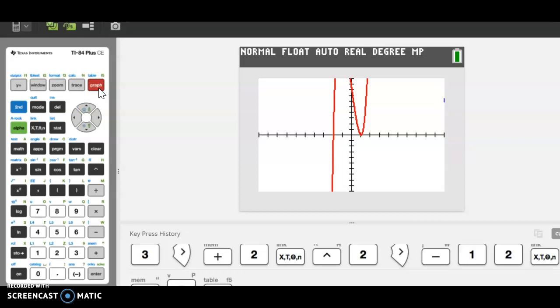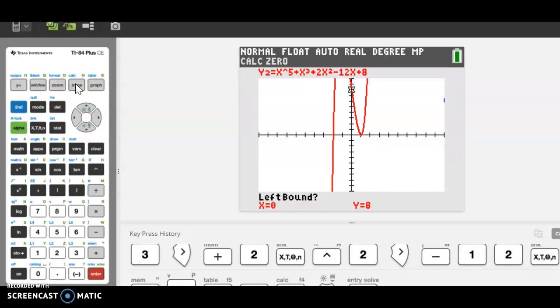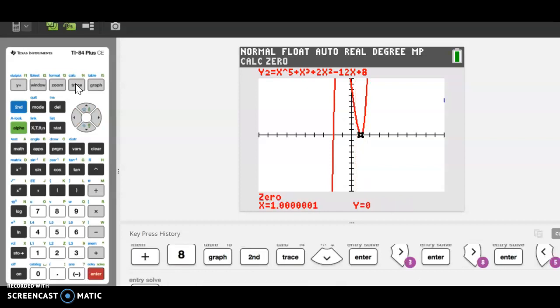So we need to find this point and then this point. And if you recall, this is at least a double root because it's sitting on the x-axis. It looks like it's -2 and 1 are my solutions. But we will verify. And we do that by going second calc. And we're looking for the zeros. So it doesn't matter which two you find first. Let's go left bound here. Right bound here. And then we'll guess near the point. That is essentially 1. So it's 1, 0.